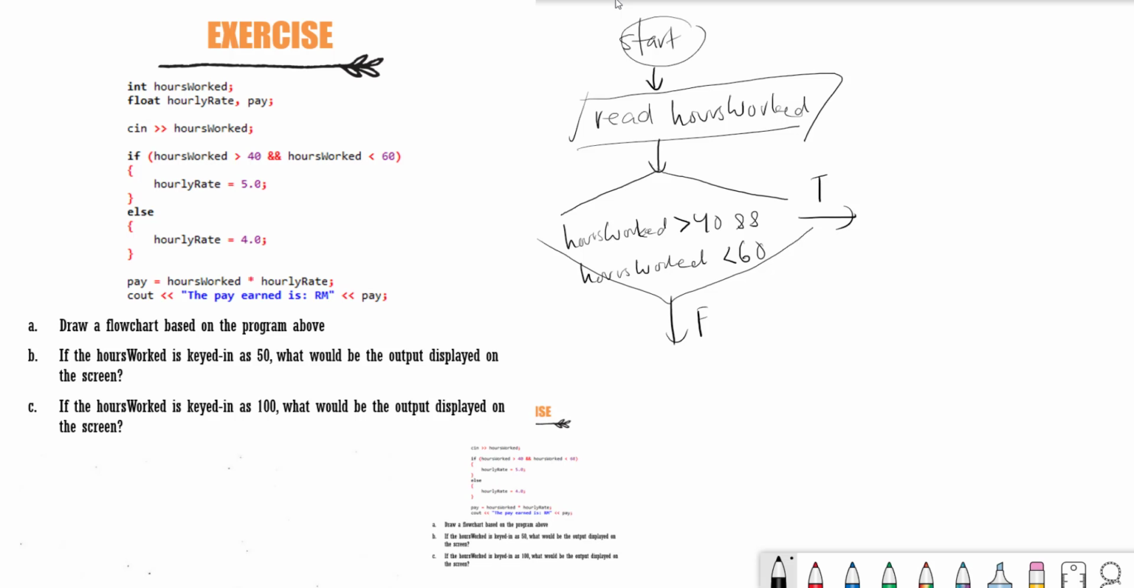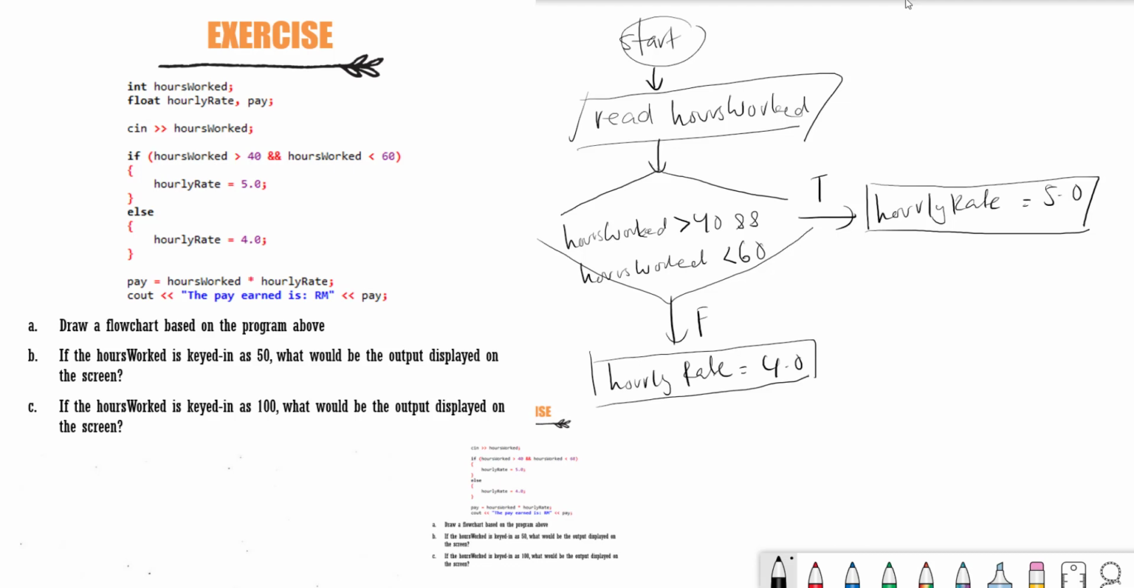If it's true, there's a process inside there. So it is hourly rate equals to 5.0. Since this is a process, it's a rectangle. However, if it's false, we will have an else statement. Inside that else statement is a process, hourly rate equals to 4.0.